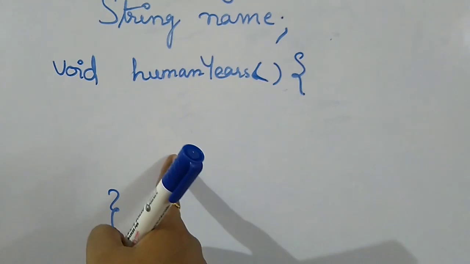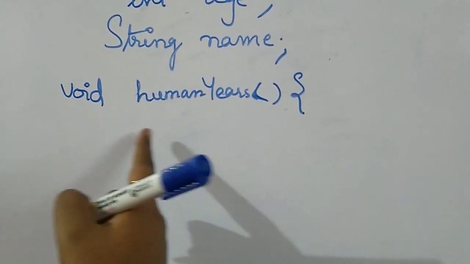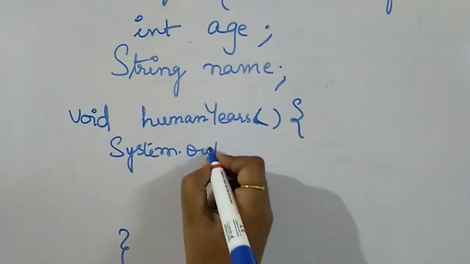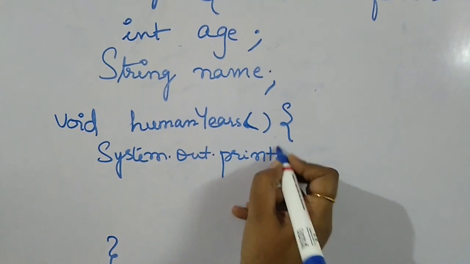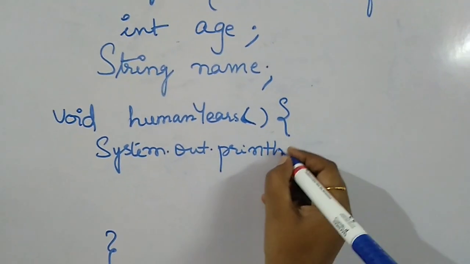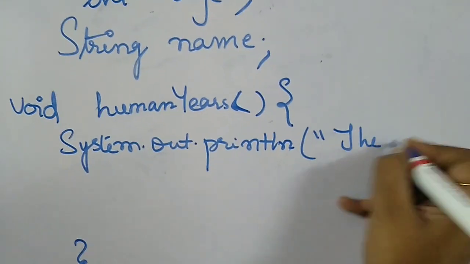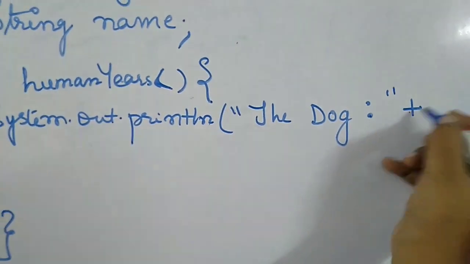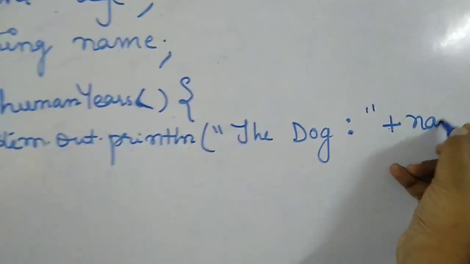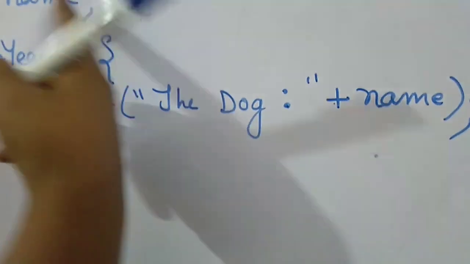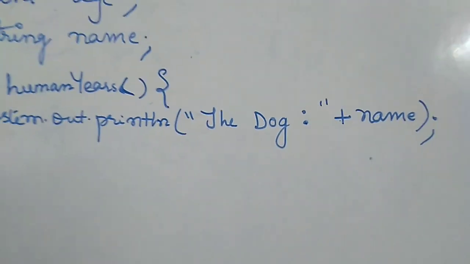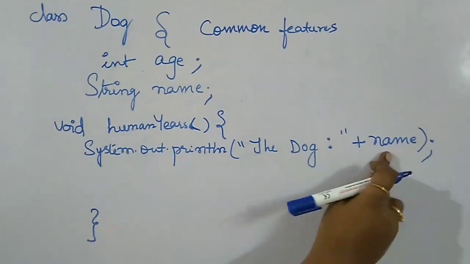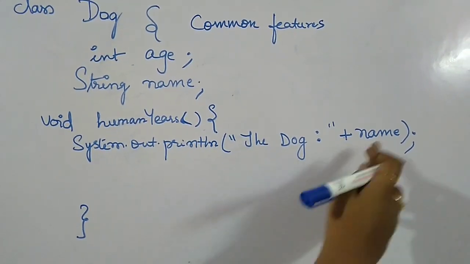Now we'll write the part inside this method. I am writing a System.out.println statement, and I am printing the name of the dog. The name of the dog is there in the variable name. So I have said System.out.println of the dog name.